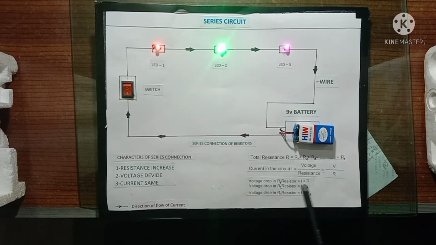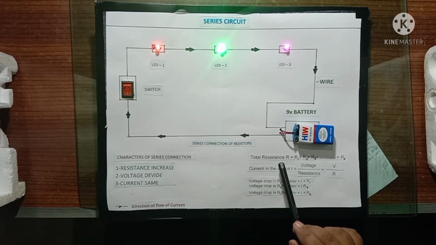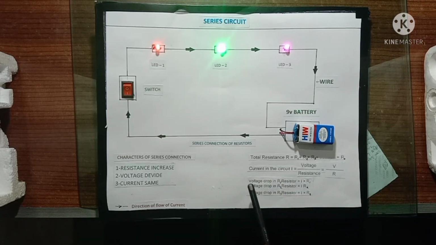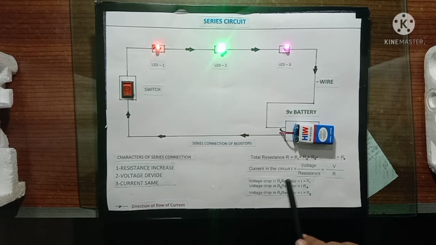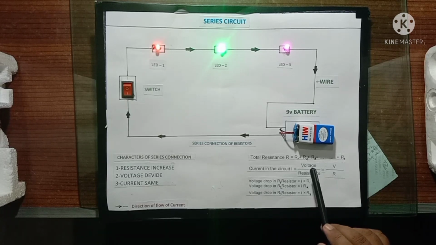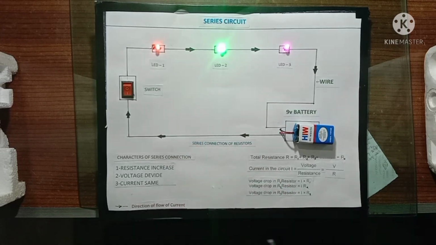And these are the formulas for calculating total resistance in the series circuit, current in the circuit, and voltage drop in each resistor. For finding total resistance we use this formula: R1 plus R2 plus R3 up to Rn. R1 means resistor 1, R2 means resistor 2, R3 means resistor 3. And for calculating current in the circuit we use voltage divided by resistance.